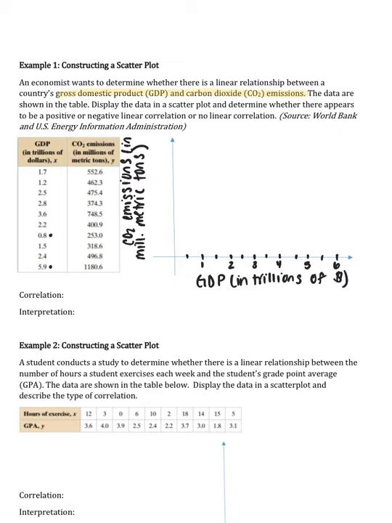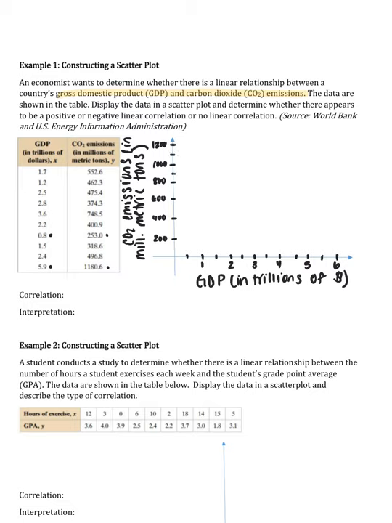Okay. All right. Next, let's see. Our lowest amount is 253, and our highest is 1180.6. So that's a pretty big jump. We could probably go by 200s. So we've got 200, 400, 600, 800, 1,000, 1,200.